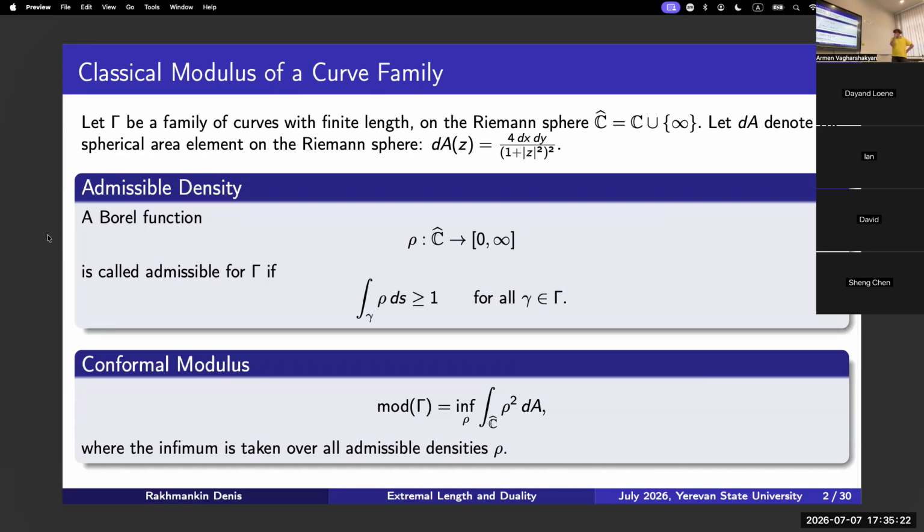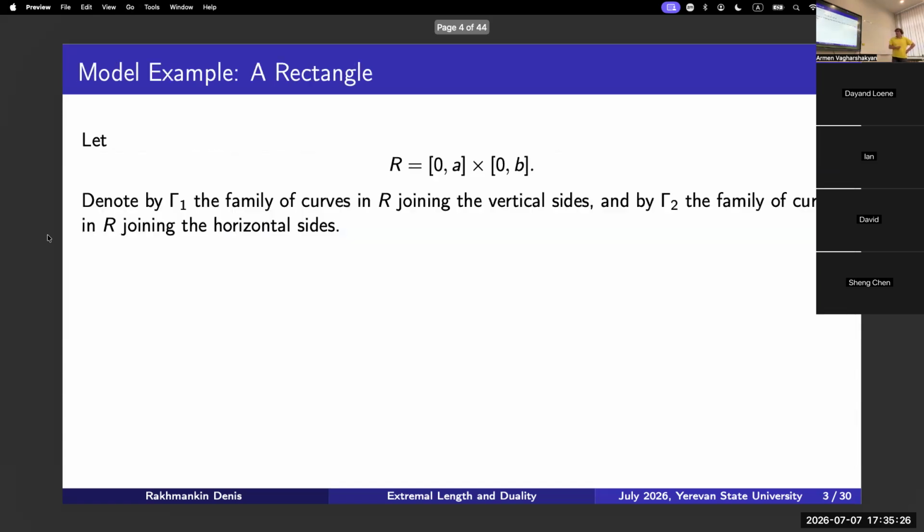So we define the object. Let's calculate these objects for some simple examples. And our first and most simple.